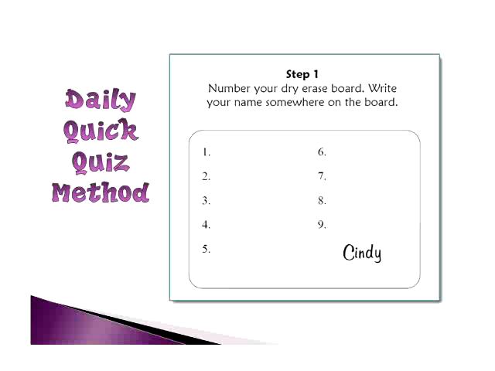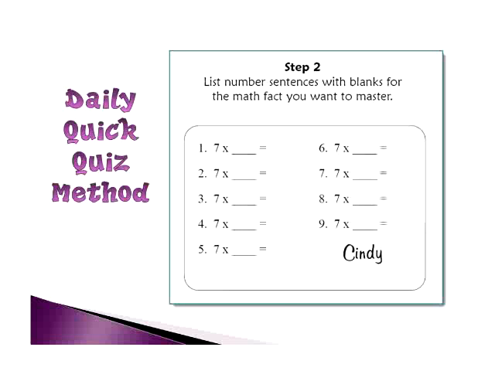We would just take the first few minutes of every math period to do our times table daily quick quiz. Everybody numbered their board from 1 to 9. They put their name on their board, and then they put the math fact they were working on, like if they were working on the 7s, 7 times blank equals, 7 times blank equals, they listed all of them.